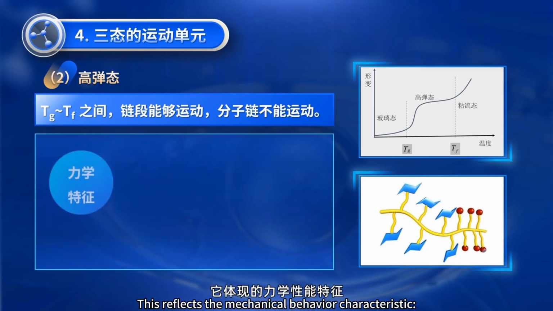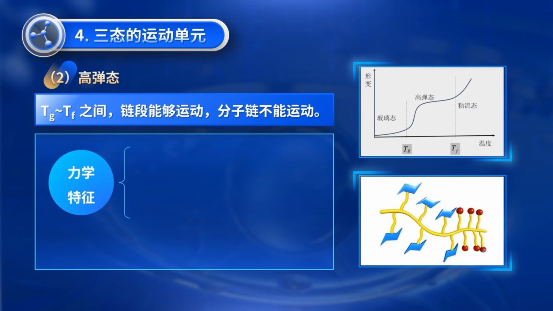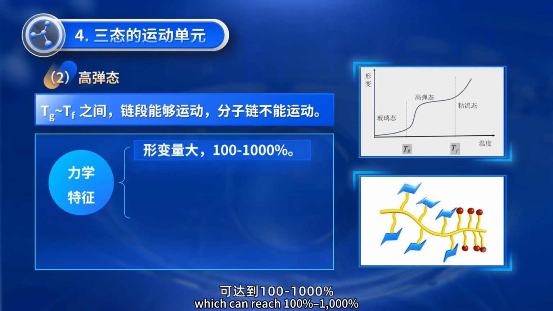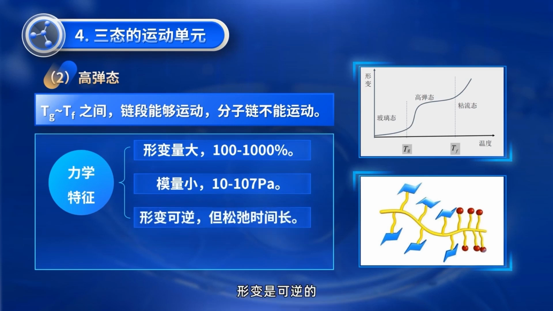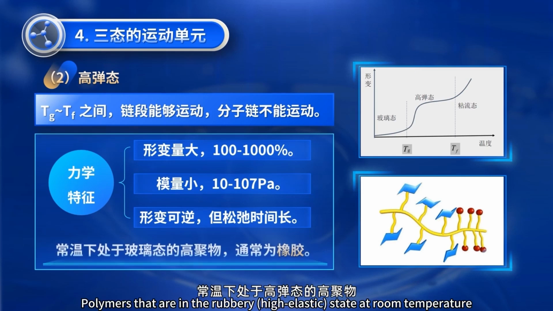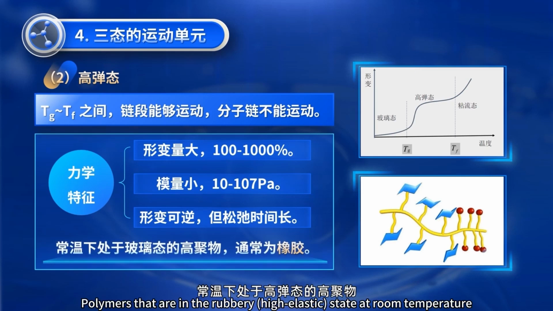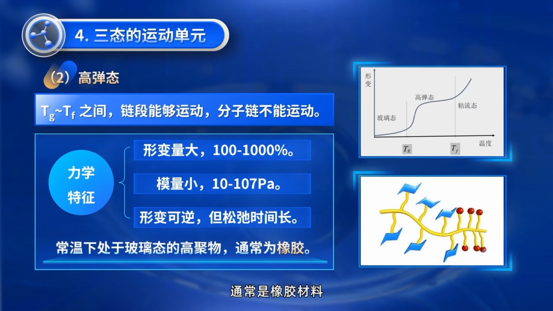This reflects the mechanical behavior characteristic, large deformation, which can reach 100% to 1000%. Low modulus, on the order of 10^5 to 10^7 pascals. Deformation is reversible, and the relaxation time is long. Polymers that are in the rubbery, high elastic state at room temperature are usually rubbers.